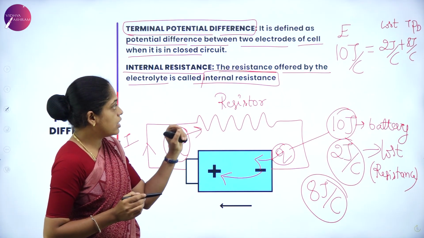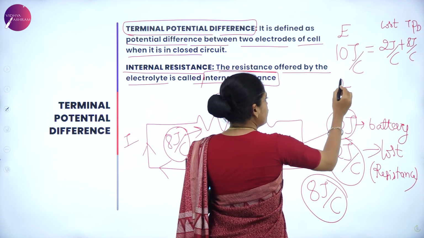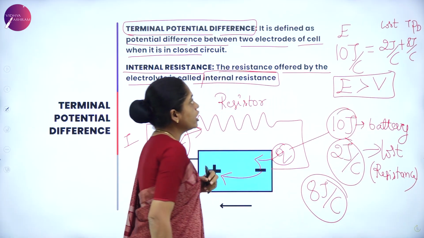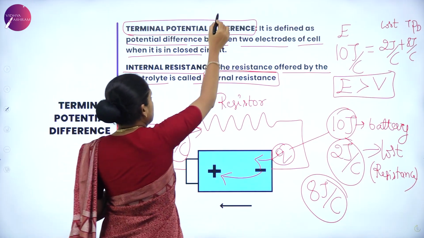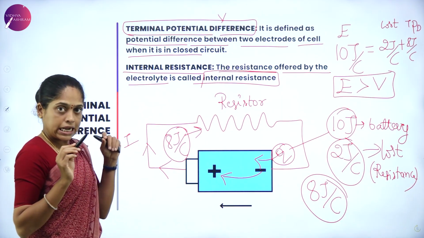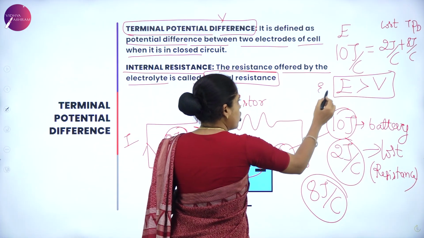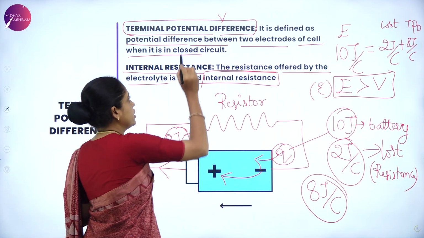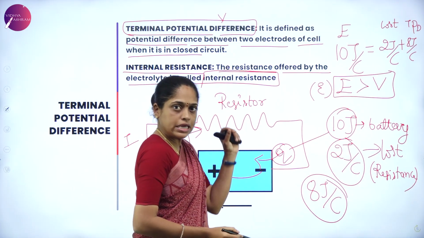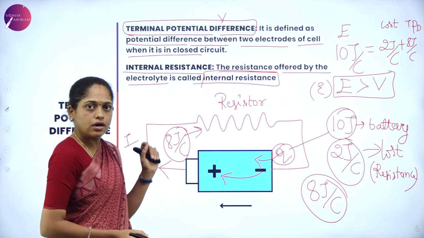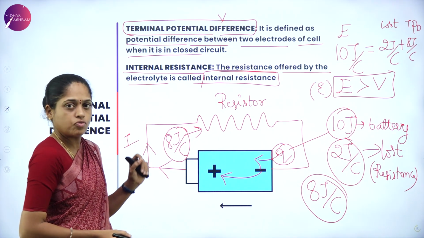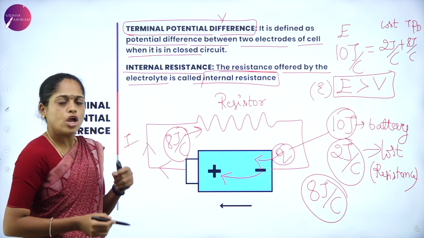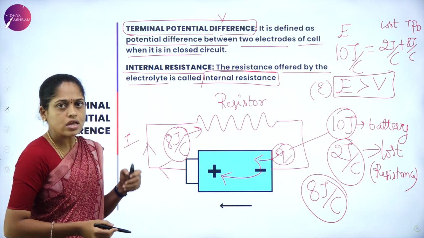Now look at this example. Always EMF is greater than terminal potential difference. EMF is denoted by the letter E or epsilon, and terminal potential difference is represented by the letter V. So, always EMF is greater than terminal potential difference. Why? Because some energy is lost per charge due to the internal resistance of the cell.